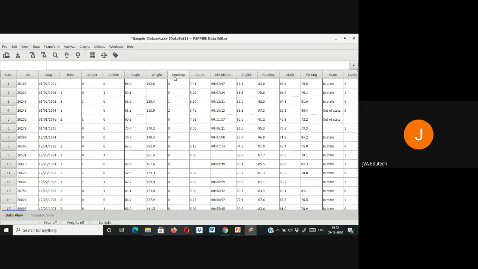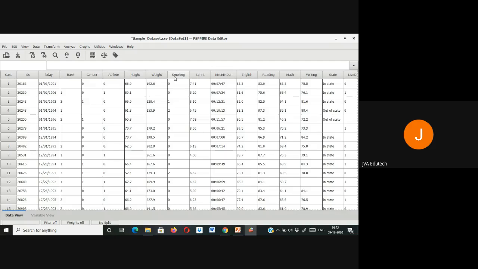Now here we will use ANOVA to test if there is a statistically significant difference in sprint time with respect to the smoking status. So the sprint means the time taken to run a short distance. So we have to see whether smoking has some relationship with the time taken by the people to run a short distance. So here the sprint time will serve as the dependent variable, and smoking status will act as the independent variable divided into three categories.